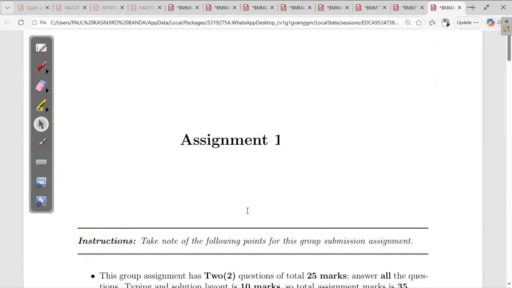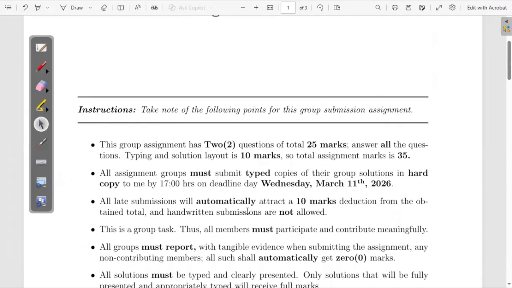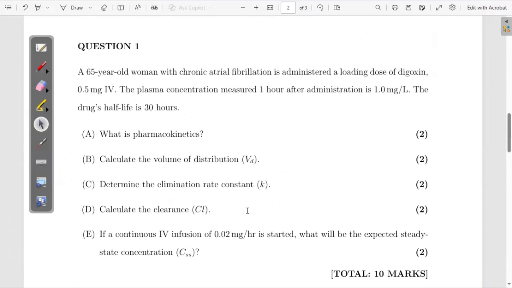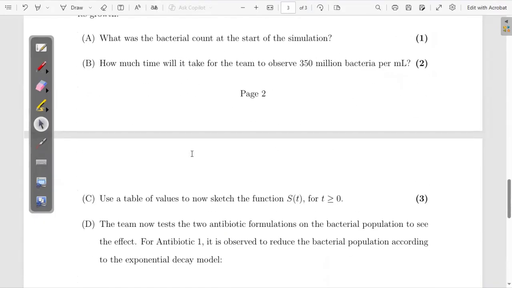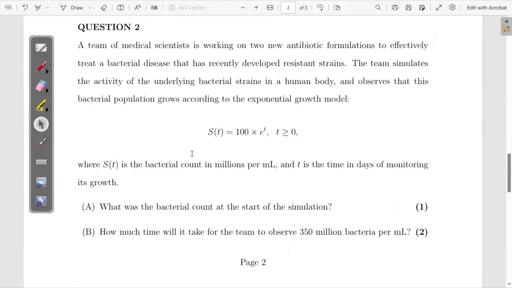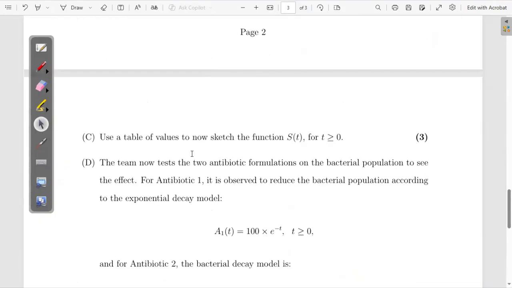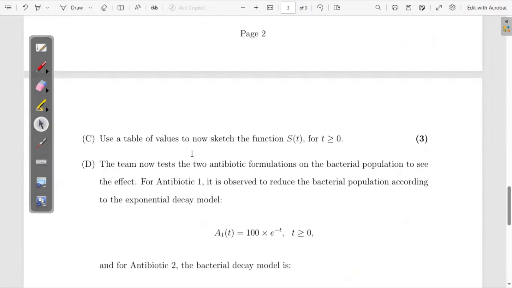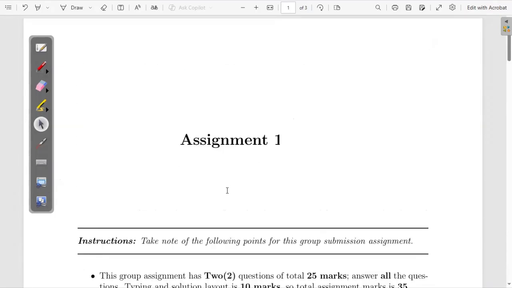So we also have this assignment one here. It was solved. Okay, so assignment one had like 2 questions. There's this one on pharmacokinetics. We solved it. And then question 2 is on exponential decay and growth of bacteria. We've solved all these questions here and they are available on the what? On the website.